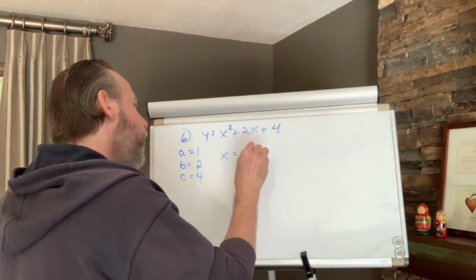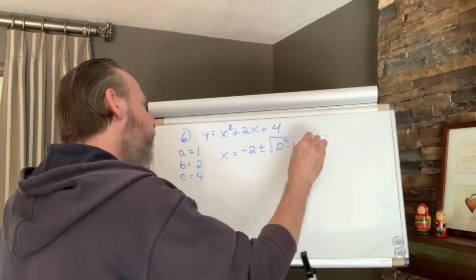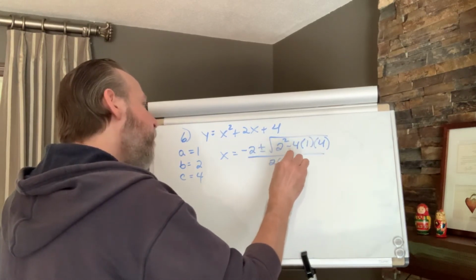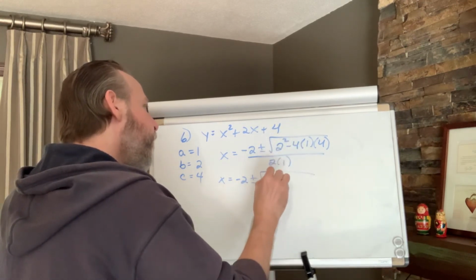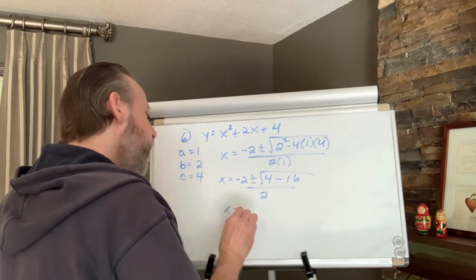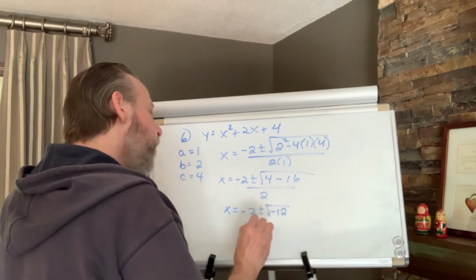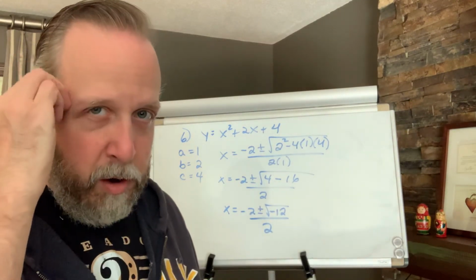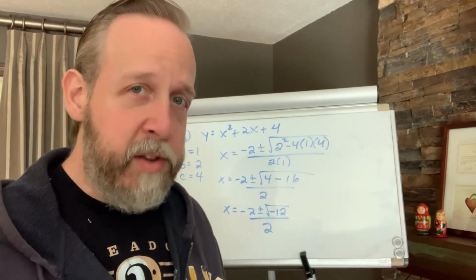X equals negative 2 plus or minus the square root of 2 squared minus 4 times 1 times 4, all over 2 times 1. Again, okay, that's negative 2 plus or minus, that's 4 minus 16, all over 2. That's negative 2 plus or minus square root of negative 12 over 2. We have a problem. The problem is not that 12 is not a perfect square. That's not the problem. The problem is that it's negative.